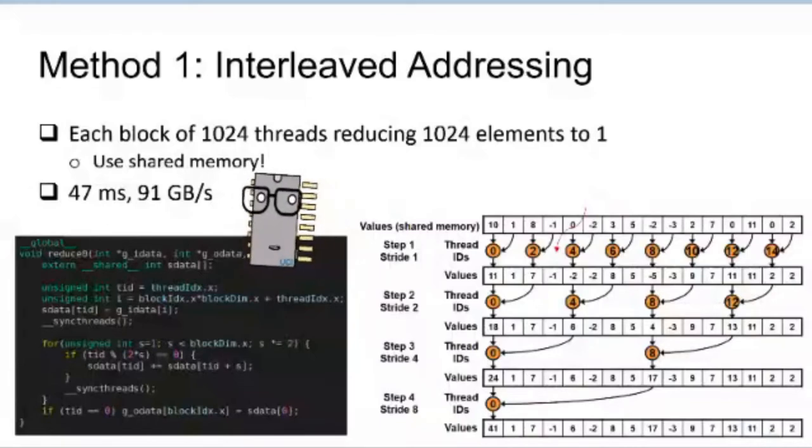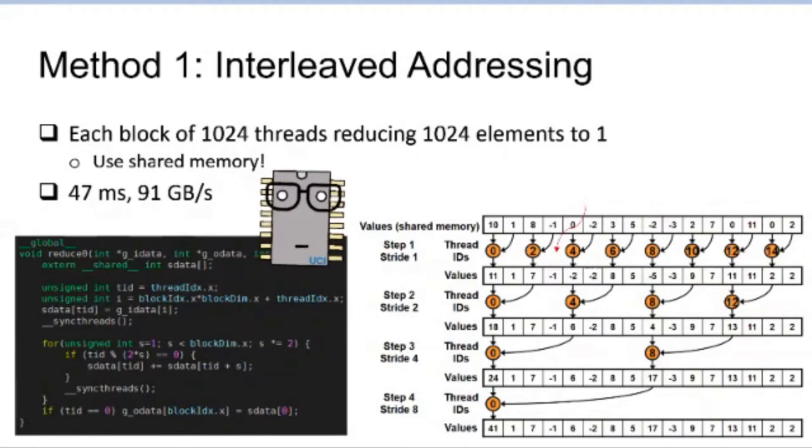Anyway, the performance that we get from this approach is 47 milliseconds to reduce 1 billion elements, which is slightly slower than the best performance we could get from method zero. But the benefit is that it's reliable. Performance isn't going to be sensitive to some parameter that you have to tune. The bottom line is that 47 milliseconds translates to 91 gigabytes per second of memory bandwidth on the GPU. And this is a far cry from the 616 gigabytes per second that we're aiming for.